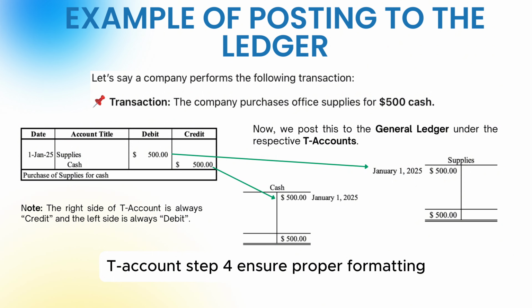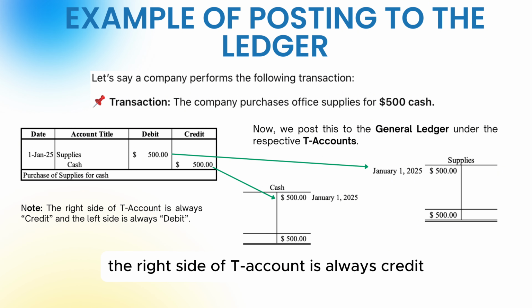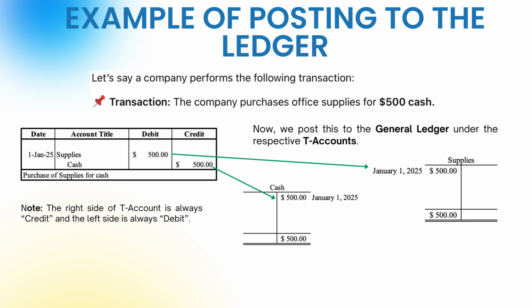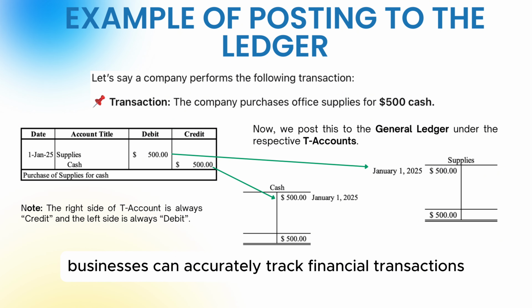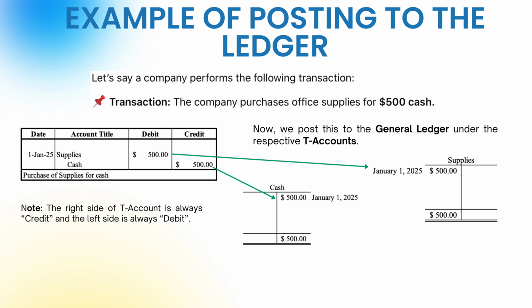Step 4. Ensure proper formatting. The right side of a T account is always credit and the left side is always debit. By following this process, businesses can accurately track financial transactions and maintain organized and structured financial records. Next, we will discuss how T accounts help summarize transactions and how they link to financial statements.